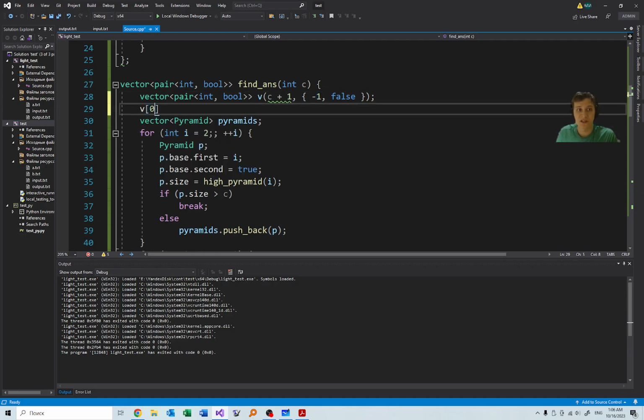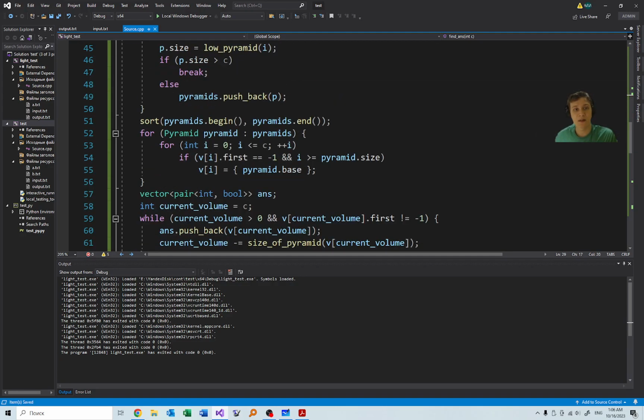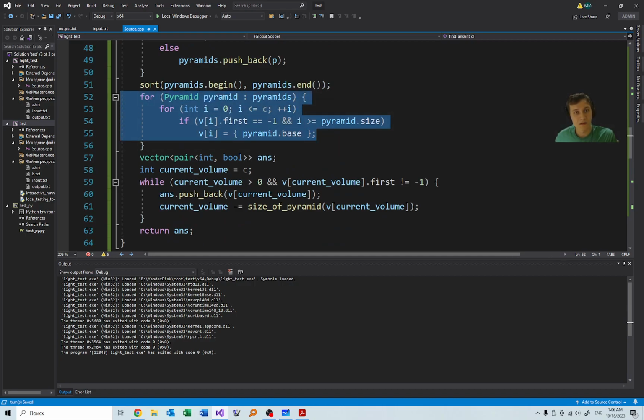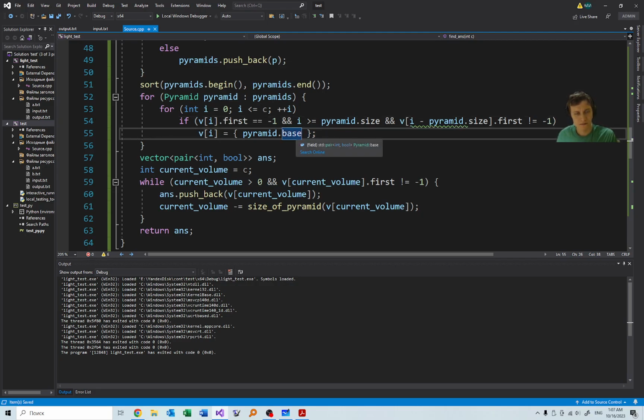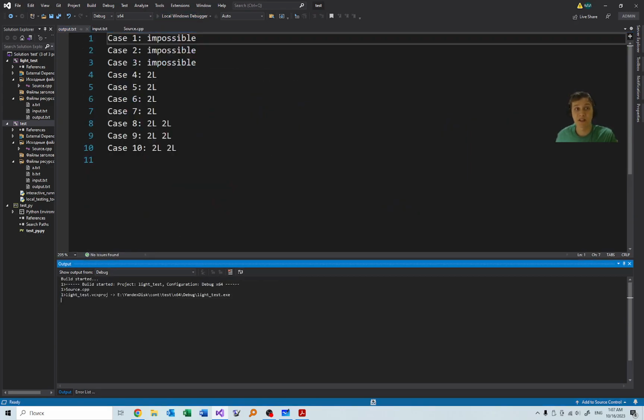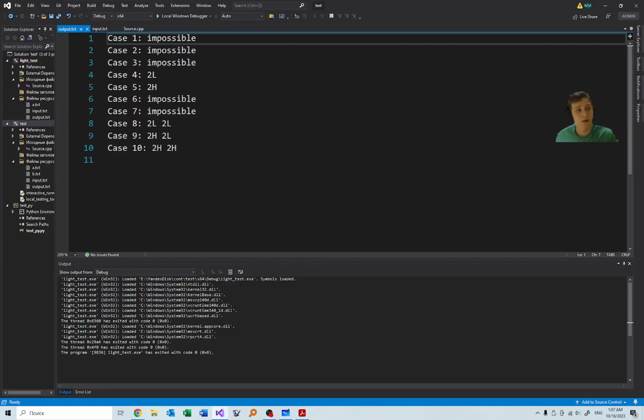We need to fix it for 0, because 0 is actually possible. You can take no pyramids, and this is a correct way of making 0. So we say that v0 dot first is 0. And then we need to check here that the smaller number is accessible. So vi minus pyramid dot size is not -1. In this case, we can do it. Oh, here I guess it should be just pyramid size without braces. So let's run it again. Okay, now it's better.